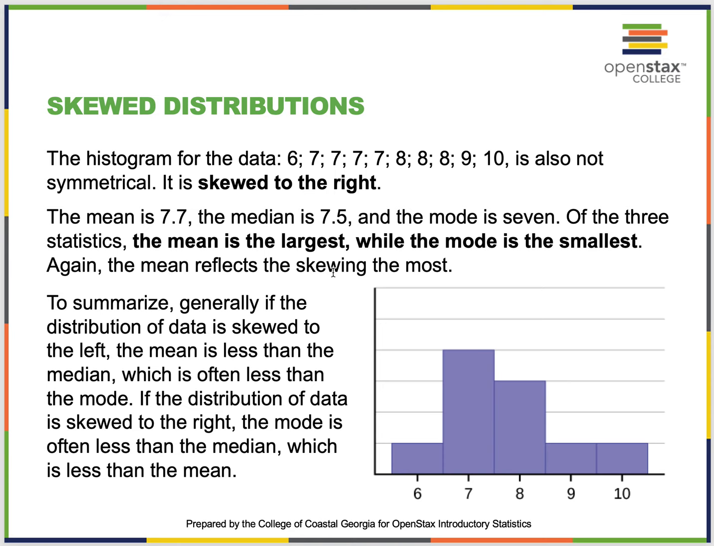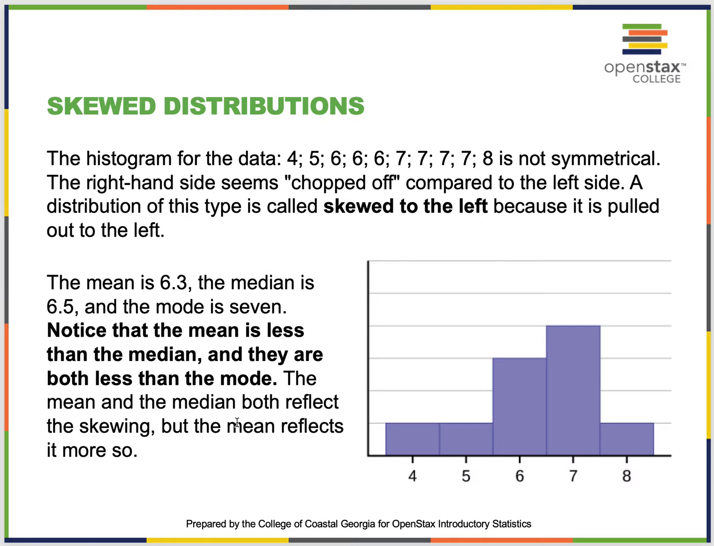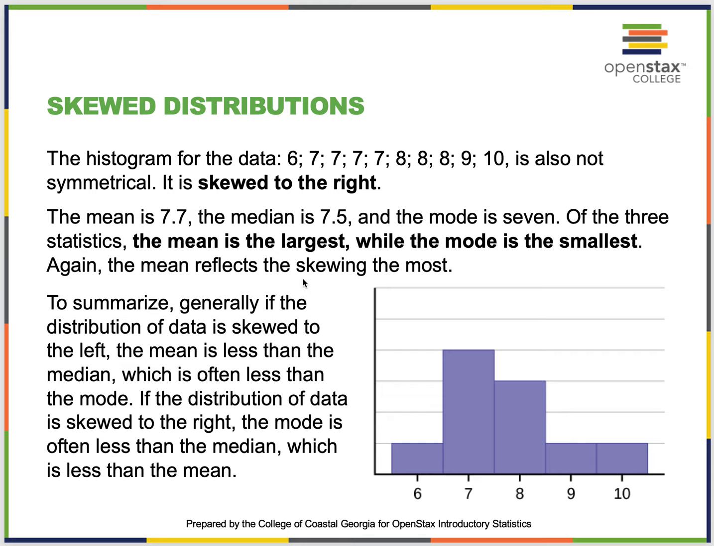In the previous one, the mean is less than the median, is less than the mode. So when it's skewed to the right, which means the tail is on the right, this generally happens. So if the median, mode, and mean are the same, it's symmetrical, like the bell-shaped curve that we're going to talk about soon, the normal distribution. If the mean is greater than the median, is greater than the mode, it's skewed to the right. If it's the other way around, where the mean is less than the median, is less than the mode, it's skewed to the left. The tail is longer on the left versus longer on the right.